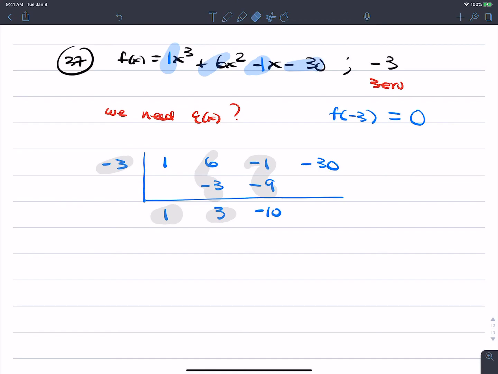You repeat the process. Negative 3 times negative 10 is positive 30. And negative 30 plus positive 30, sure enough, does give you 0. Well, we already knew that. We knew the remainder was 0. Or we knew f of negative 3 was equal to 0, because that's what they gave us up here.